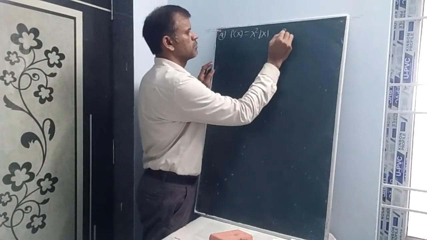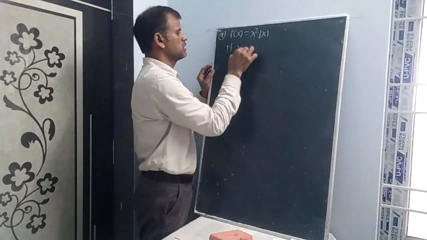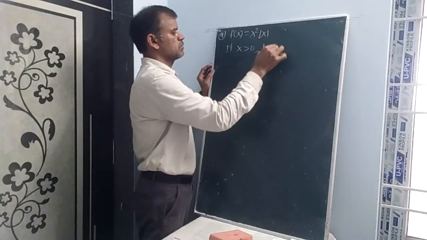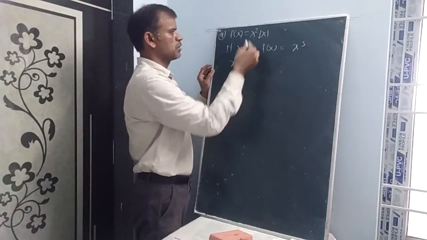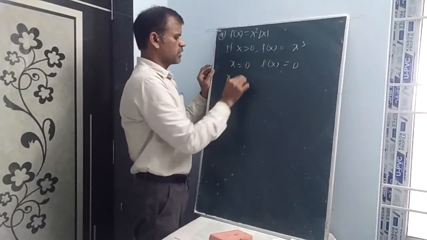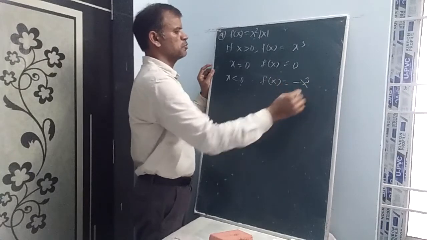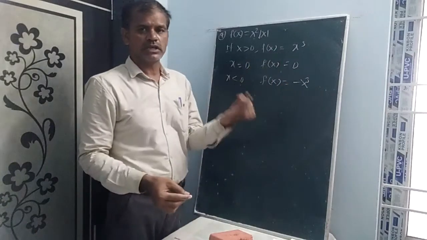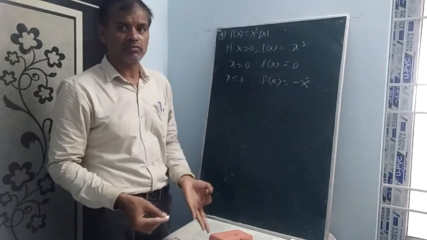Of course, if x greater than 0, f of x is equal to modulus of x becomes x cube. If x is equal to 0, f of x equal to 0. If x less than 0, f of x can be understood as minus x cube. X cube derivative is 3x square, 3x square derivative is 6x, 6x derivative is 6. Exactly 3 times it is differentiable.